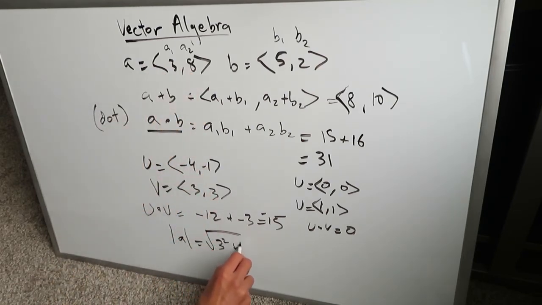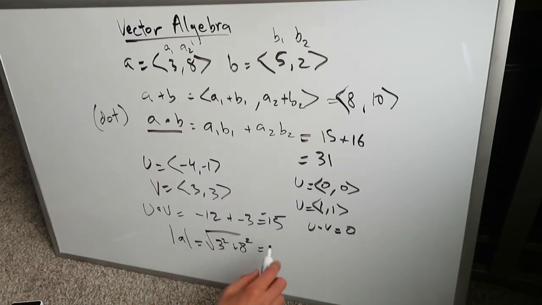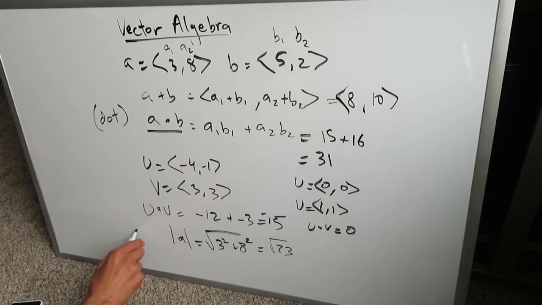3 square plus 8 square. So what do we get over here? 9 plus 64. Let's bring the calculator out. We get 9 plus 64, 73. The magnitude of A is root 73. So remember this. This right here is the formula for determining the magnitude. I'm going to show you next the formula for determining the direction.